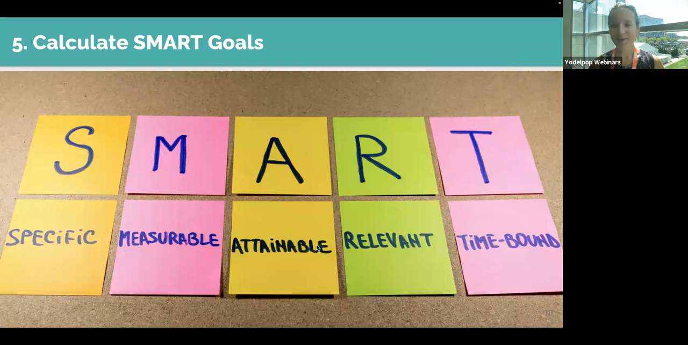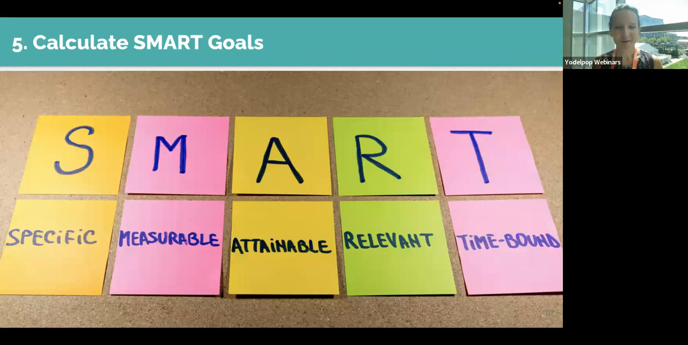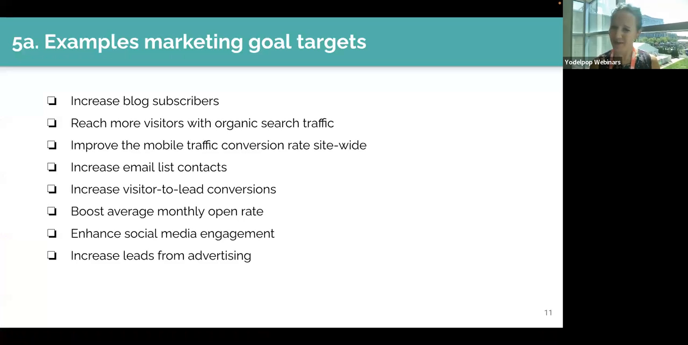Because the very next thought you have when you think about what are our current results is what should we be shooting for? What are our goals for the organization when it comes to marketing? Everything that I've said so far leads up to this. Let's start talking about how to set reasonable and realistic and rational marketing goals for your organization.